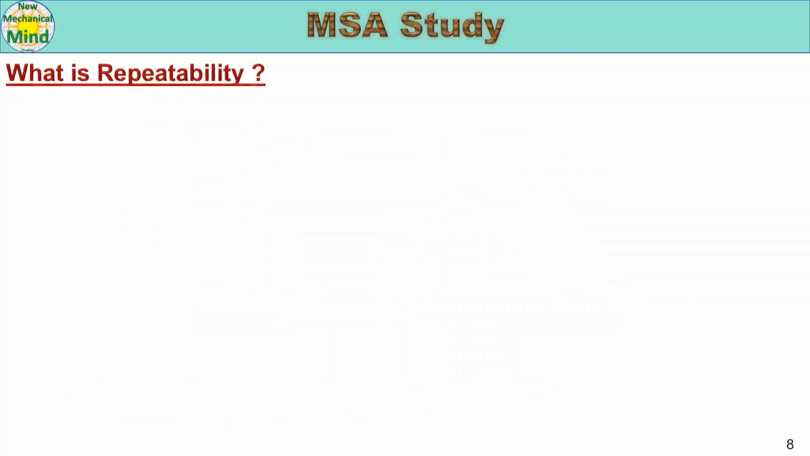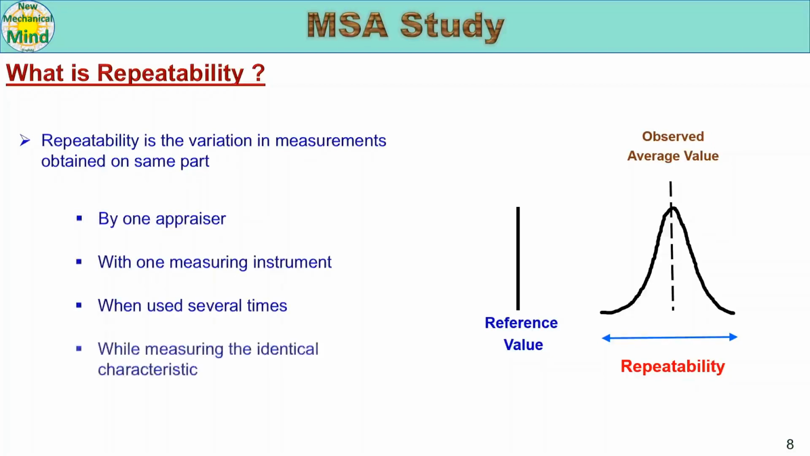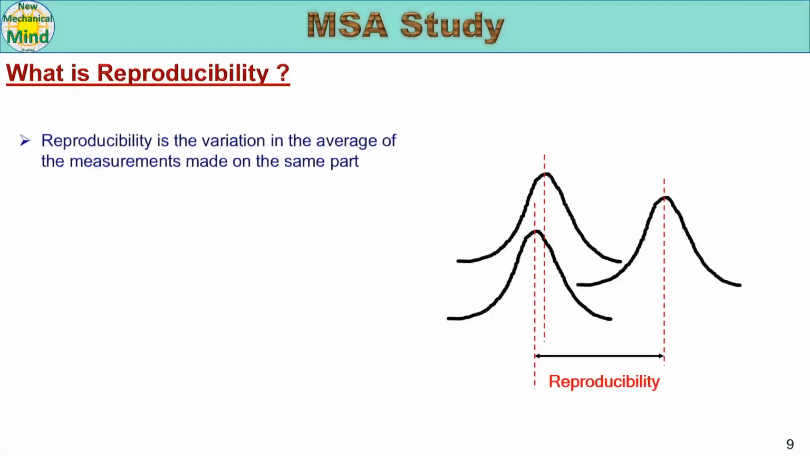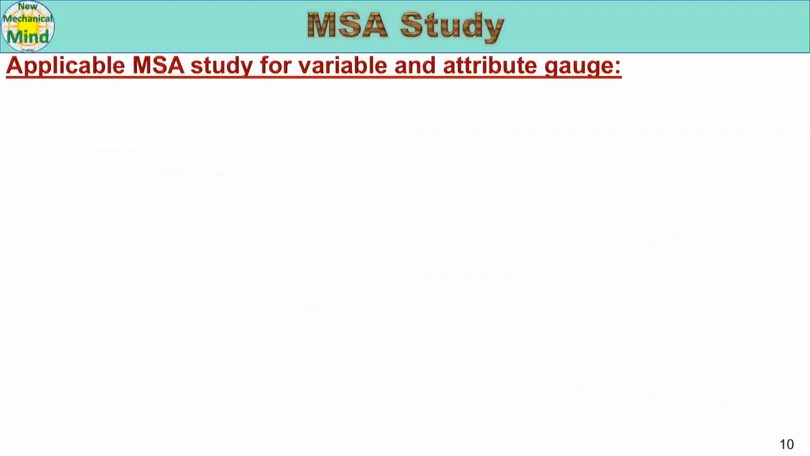Next, what is repeatability? Repeatability is the variation in measurements obtained on the same part by one appraiser with one measuring instrument when used several times while measuring the identical characteristic. This is called repeatability. Next, what is reproducibility? Reproducibility is the variation in the average of the measurements made on the same part by different appraisers using the same measuring instrument while measuring the identical characteristic. This is called reproducibility.